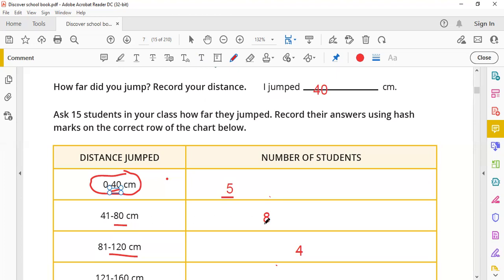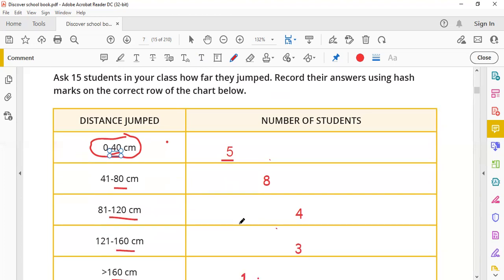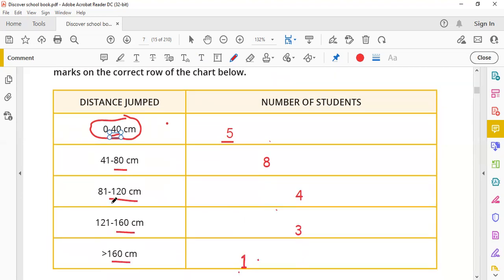Okay, what is this number? 8. How many students can jump 80 centimeters? 8. And what is this number? 120. How many students can jump? 4. And what is this number? 160. How many students? 3. And this number? This is more than 160. How many students? 1.